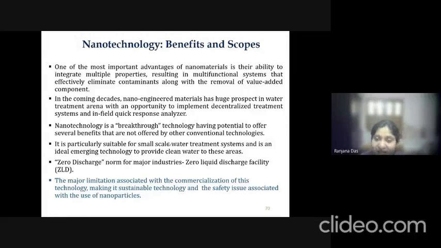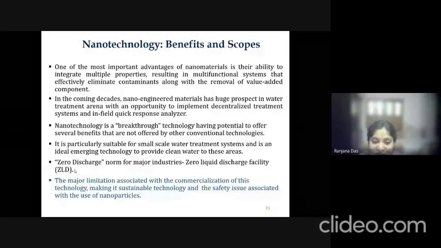And one more thing is that after the nanotechnological application, what we are going to accomplish is the zero discharge norms. That is very important in present days. No industry should release anything to the environment. That is the zero discharge norm. Basically, the water, the effluent. No industries are allowed to discharge anything. If you want to discharge, properly treat it. Otherwise, you recycle it. Now, nanomaterial is the answer for this.